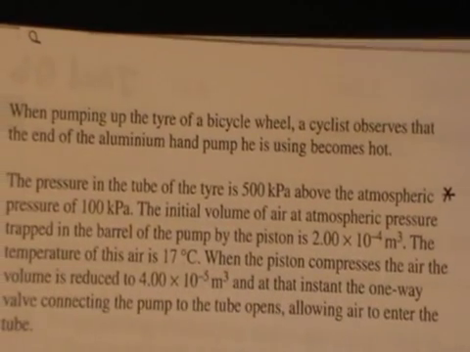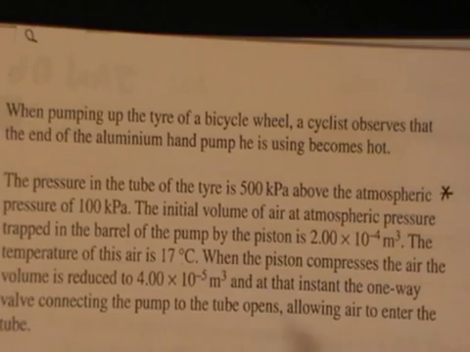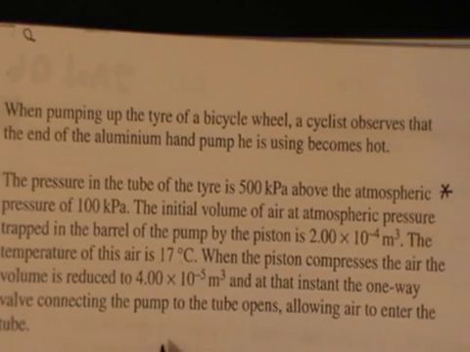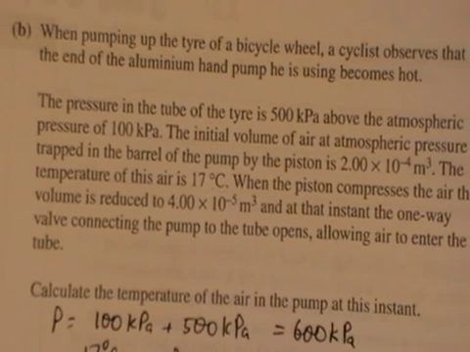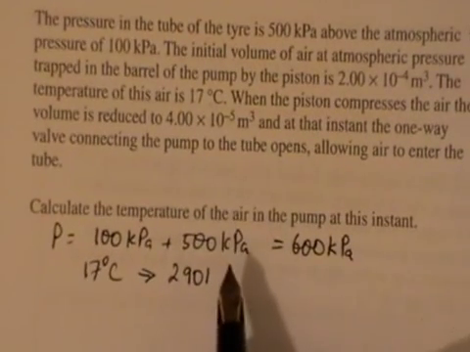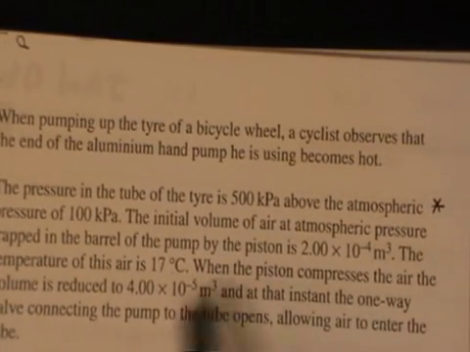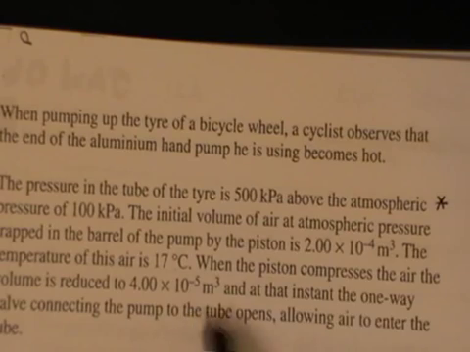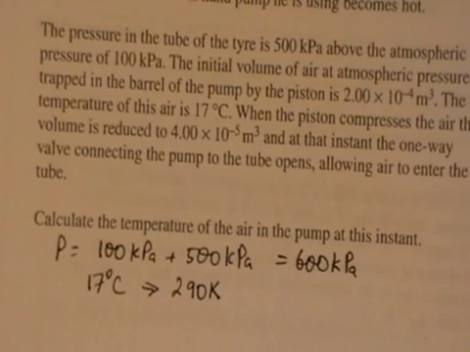The initial volume of the atmospheric pressure air trapped in the barrel is 2 times 10 to the minus 4. The temperature of the air is 17 degrees Celsius, so I need to add on 273, so that's 290 Kelvin. So those are the first two things that we've noted as we've gone through. And then when the piston compresses, the air volume is reduced to 4 times 10 to the minus 5. So we've got V1, we've got V2, and we've got T1, and we're looking for the new temperature.